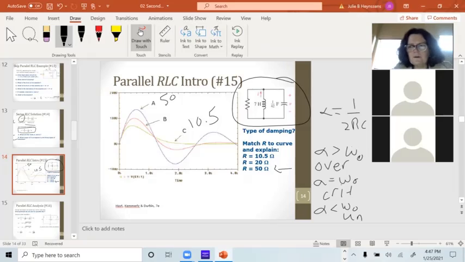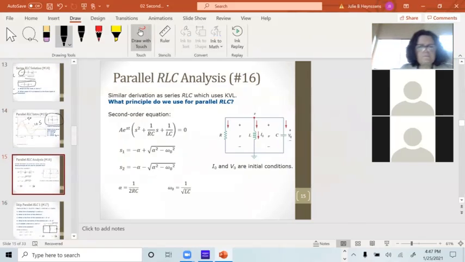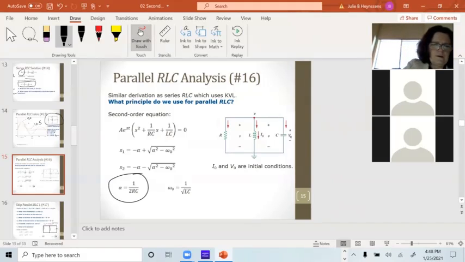So with a series RLC circuit, if you want to get closer to critical damping from underdamping, you decrease the resistor. With a parallel, you're going to increase the resistor. Slight change, but just how you twiddle things in the lab. Alpha is the big thing that changes.